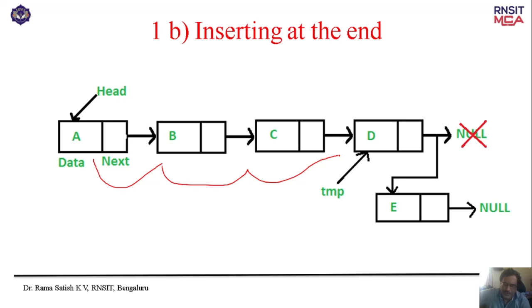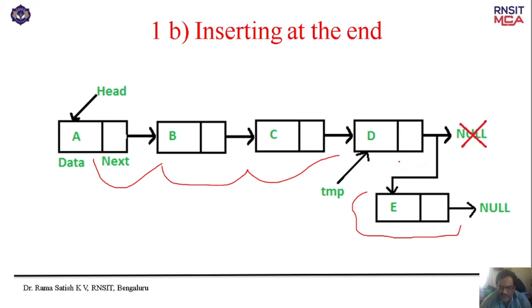You move temp to the end node, and you create a new node, E. This new node has E as its data, and the next of the new node is null. Temp is already at the end, so the temp has to be connected to the new node.